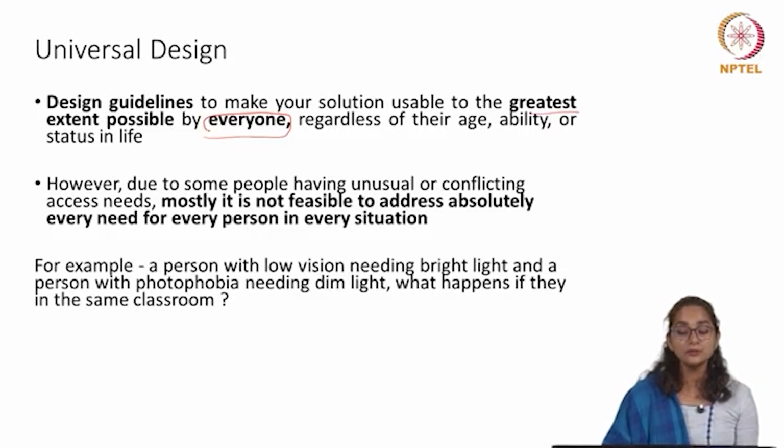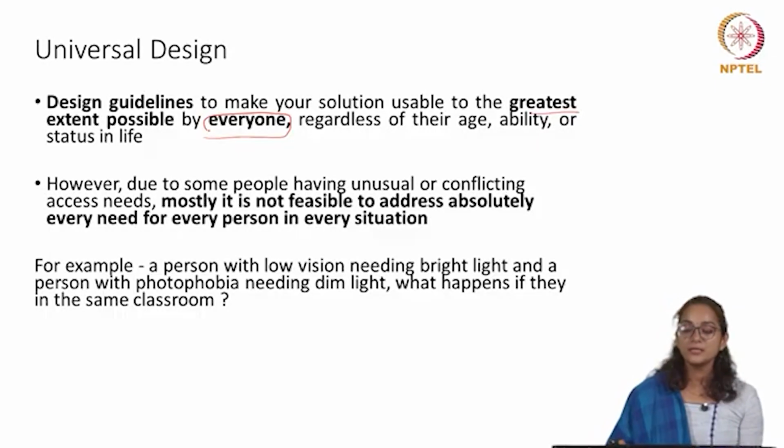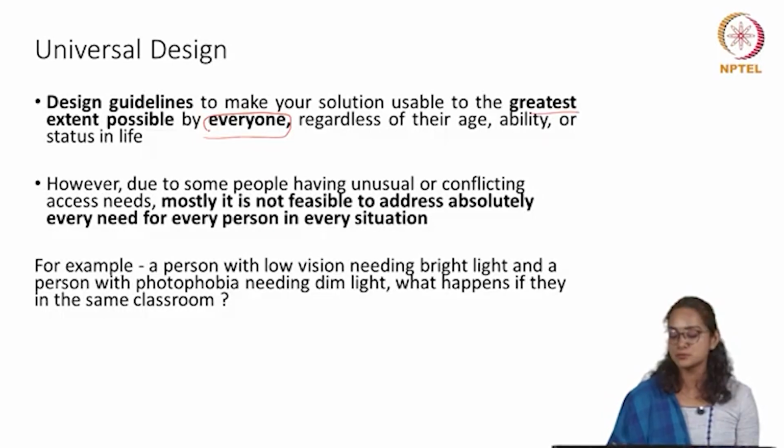For example, a person with low vision needs bright light in a classroom and a person with photophobia needs dim light in a classroom. What happens if they are in the same class? How do we set the lighting system in the class? Many times that would be the case. So a one-solution-fits-all approach, which pertains to the universal design approach, may not be very feasible, but it is a well-known approach, and the guidelines, which we will also discuss as part of this course in forthcoming lectures, can be a usable set of guidelines to come up with inclusive ideas.